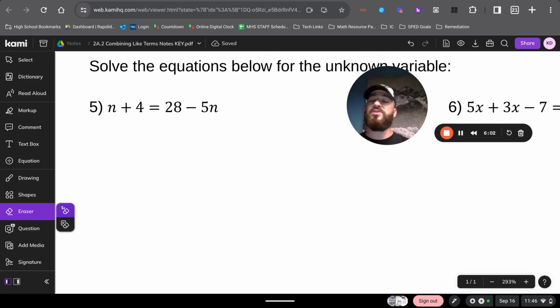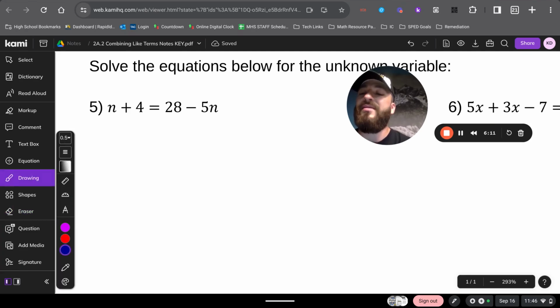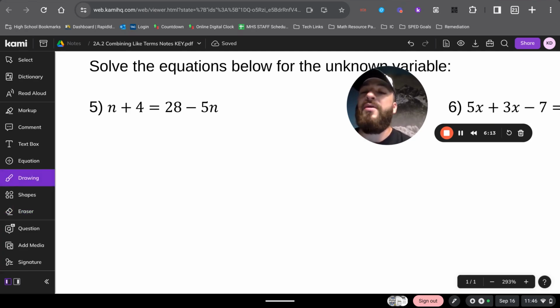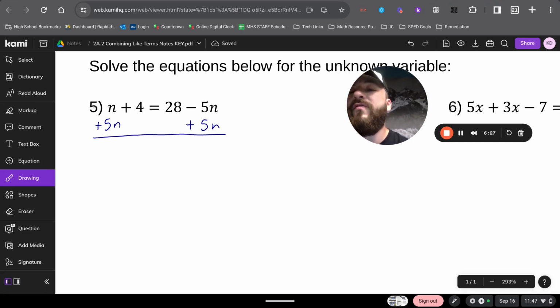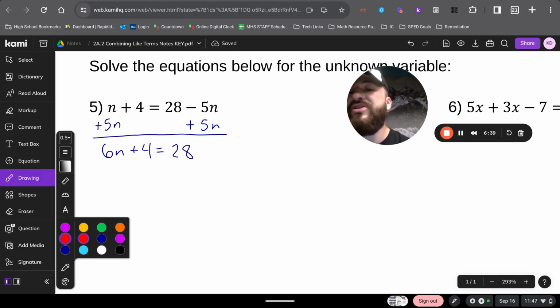And when I'm moving terms to try and get my variable by itself, I always want to try and keep my variable positive because that's going to make my math a little bit easier in the end. So I have the option of either subtracting n to both sides or adding by 5n to both sides. I'm going to add by 5n because if I do that, it's going to give me a positive amount of n over on the left side. So m plus 5n would equal 6n. Then I, of course, still have my plus 4 equals my 28. And if I did my job correctly, that negative 5n and positive 5n are going to cancel out.